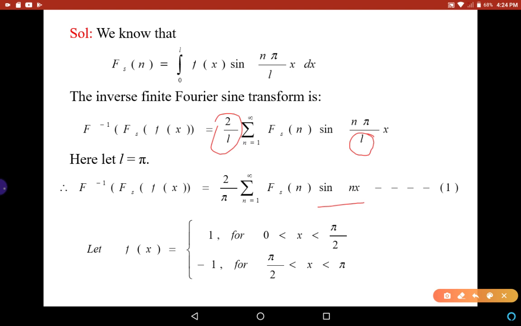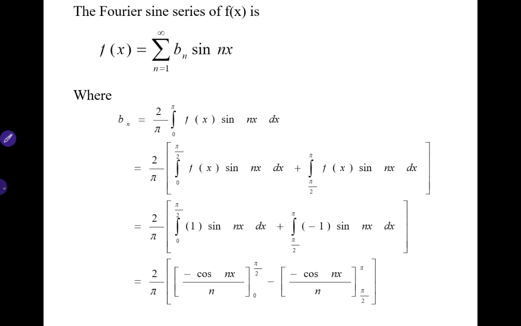Now, consider f(x) as the function. We are defining the function f(x) as 1 in the interval 0 to π/2 and minus 1 in the interval π/2 to π. Now let us find the Fourier sine series of f(x) in the interval 0 to π.